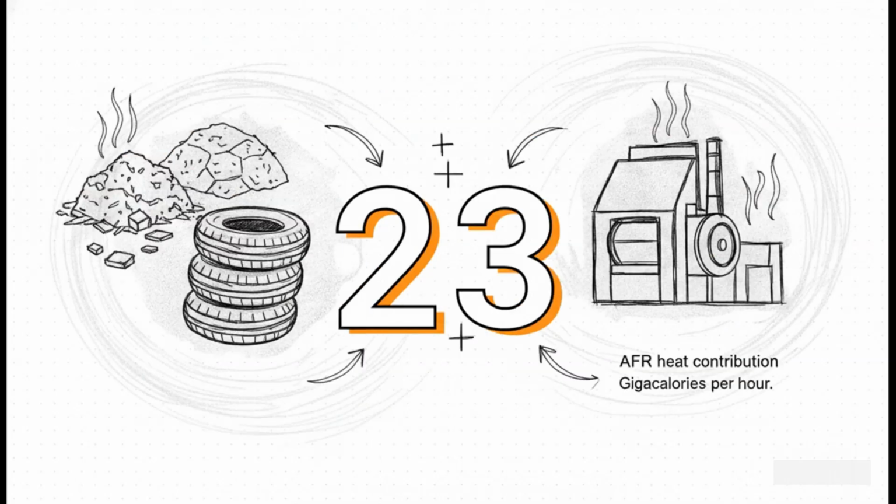Next up, we isolate just our alternative fuels. So we take the RDF and the waste tires. By adding 12.8 and 10.2, we get an AFR heat contribution of exactly 23 gigacalories per hour.